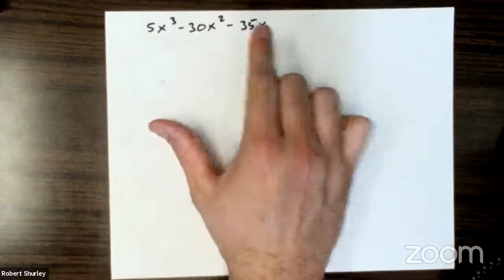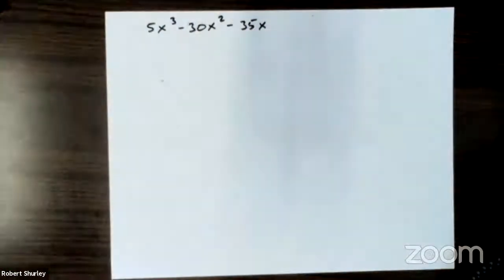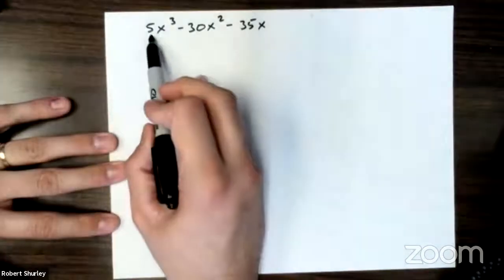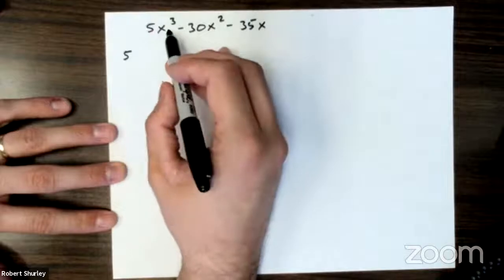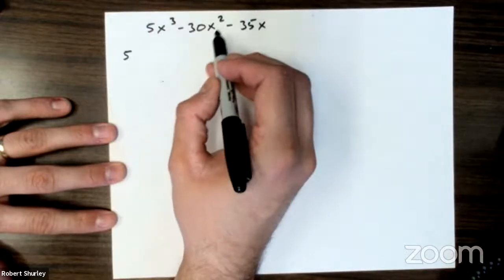But notice if you look at all three of these terms, the first step in any of these factoring questions, any of them, period, no matter what, is: can you factor a GCF out? Okay, well, I can see that they're all divisible by 5. So I can factor a 5 out. And then I've got an x cubed, x squared, and an x.